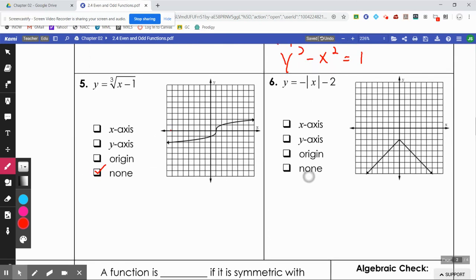So let's move on to number 6. And with number 6, it looks like we have y-axis symmetry. You can flip it across the y-axis. So again, that means that we should be able to take x and replace it with negative x.